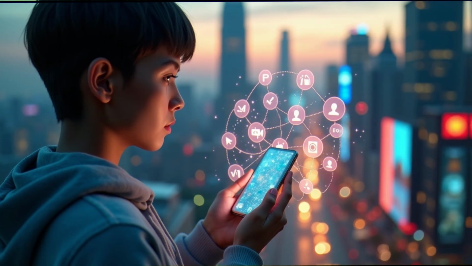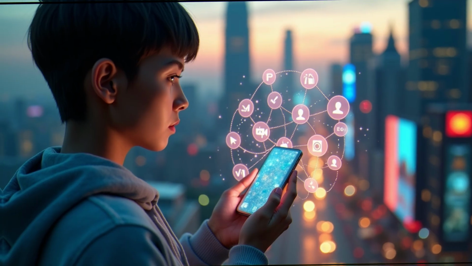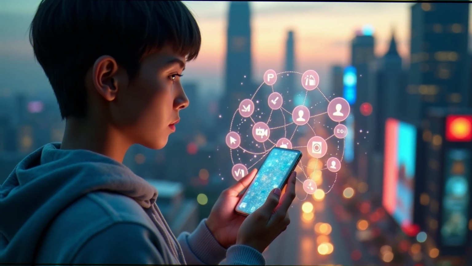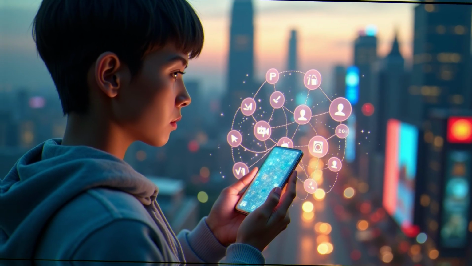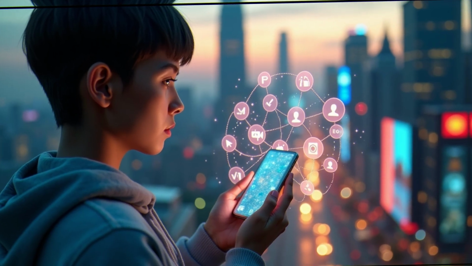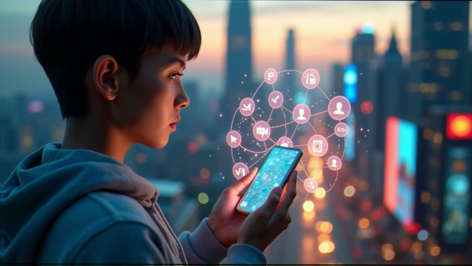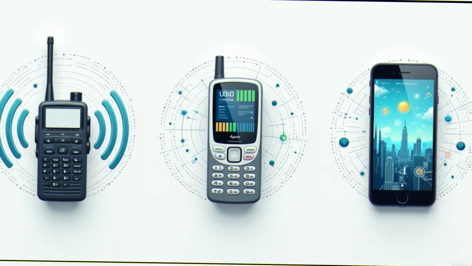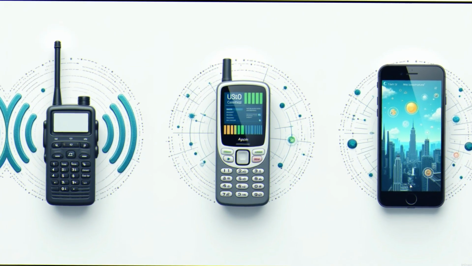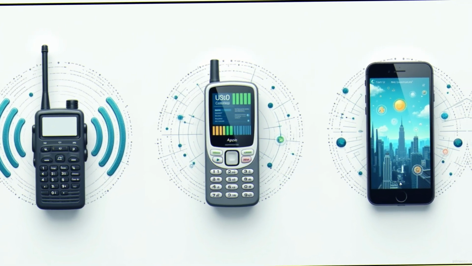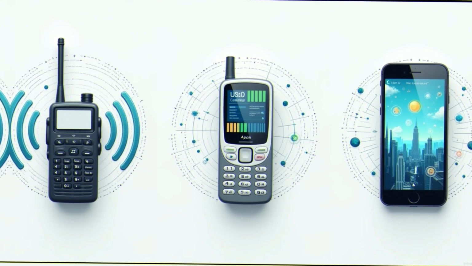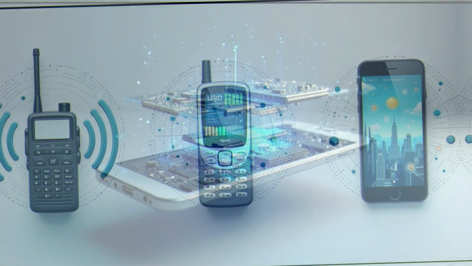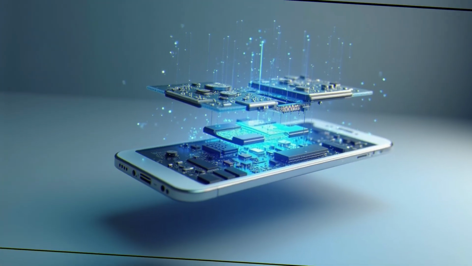Now the smartphone, your pocket-sized computer. It does everything: calls, internet, apps, GPS, AI. It uses both cellular networks and Wi-Fi, and it changed how we live. In short, walkie-talkies are for short-range radio chat, common phones are for voice-over networks, and smartphones are the Swiss Army knives of communication.